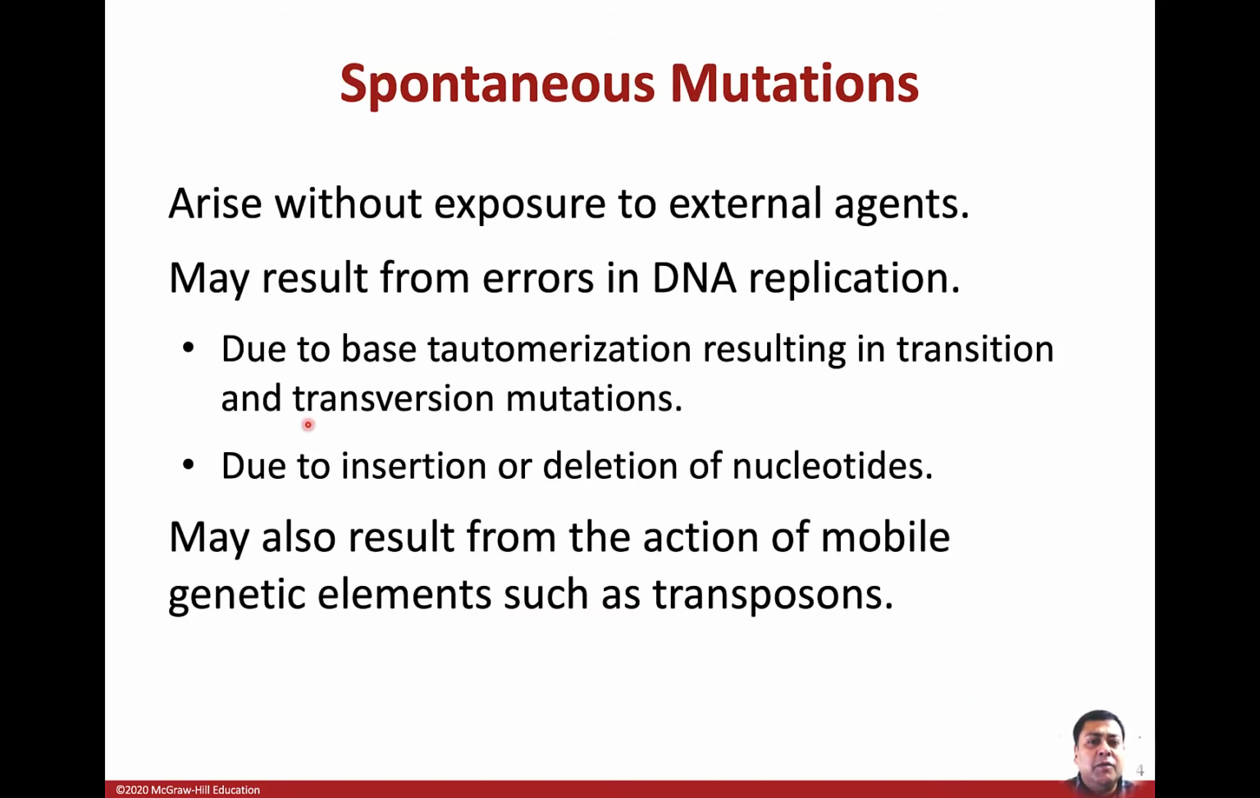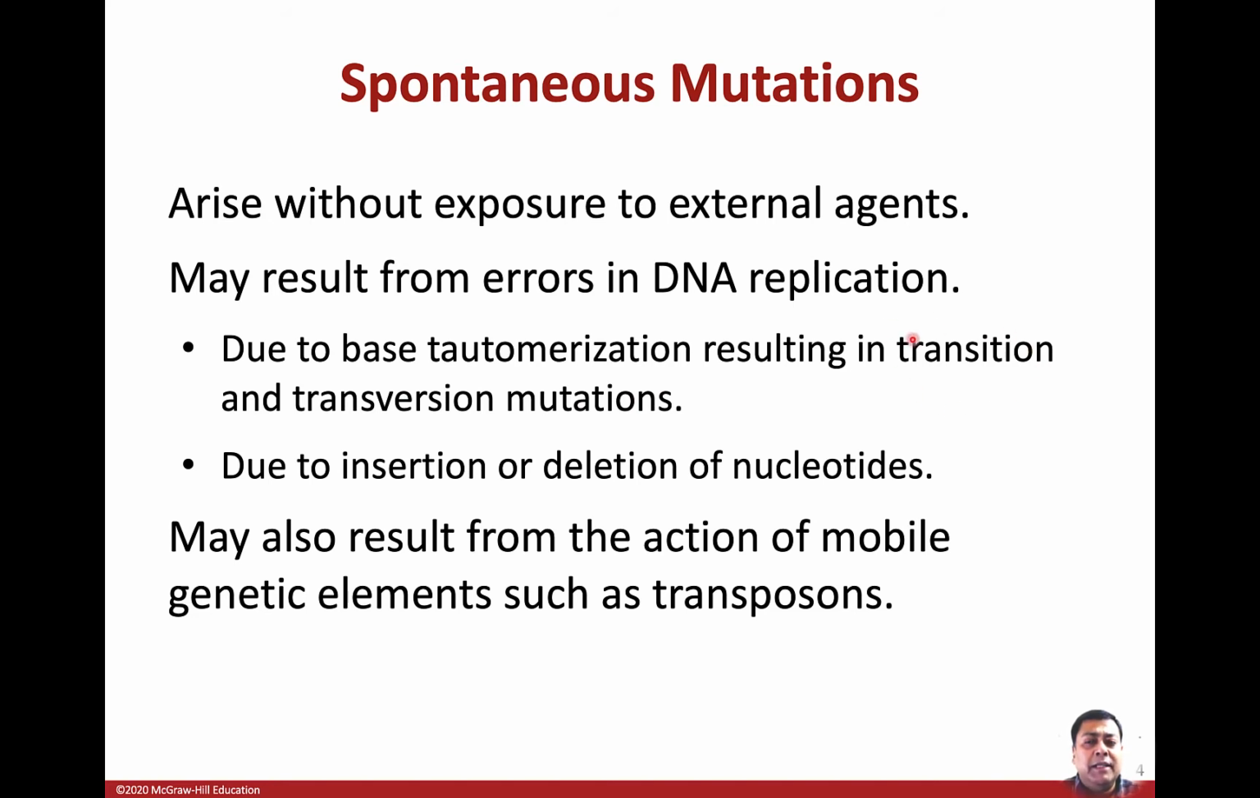So spontaneous mutations arise without any exposure to any external agents. And they may result from errors in DNA replication. DNA replication does have proofreading activity, and there are many different types of activity to maintain the fidelity or the integrity of the DNA, but there are still lots of possibilities of mutations. One of the main reasons for that is the chemistry itself. This is what is known as base tautomerization. Tautomerization results in transition and transversion mutations.